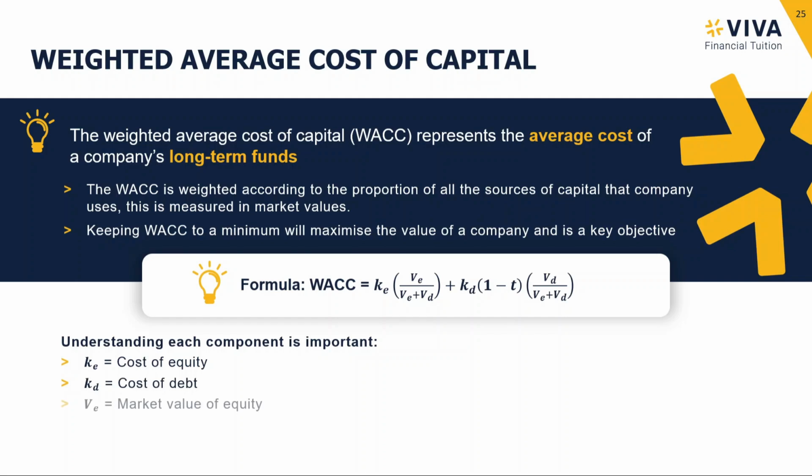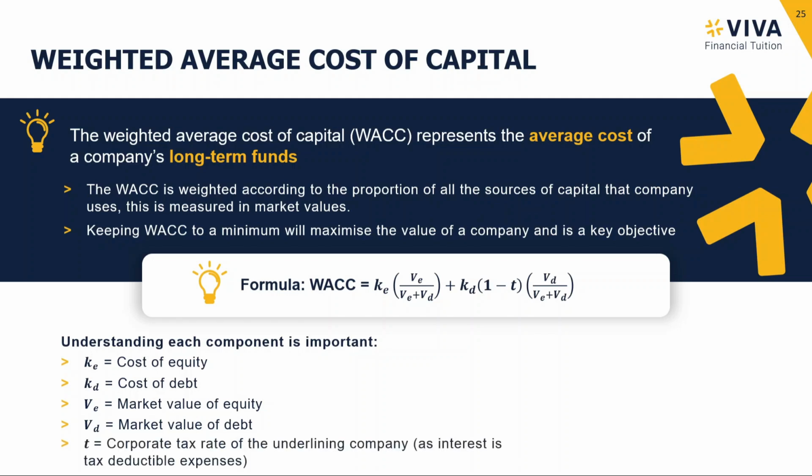Okay, other measures then that we'll need to calculate this. We'll also need the market value of the equity. So that's VE, the number of shares times the share price. We'll need the market value of the debt. So how much debt do we have? What's its market value? And remember, when we're working out this measure, we'll get tax relief there for the company. Interest is a tax deductible expense, so we need to work out the cost of debt after tax by doing 1 minus T there.